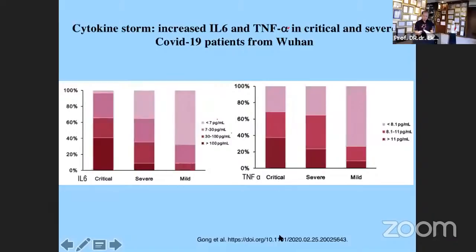We call this hyperinflammation or cytokine storm. It's like a storm, cytokines coming in a storm. It's lots of them. So this is increased IL-6 and TNF alpha in critical and severe patients. These are patients from Wuhan. Again, here are the papers if you are interested.